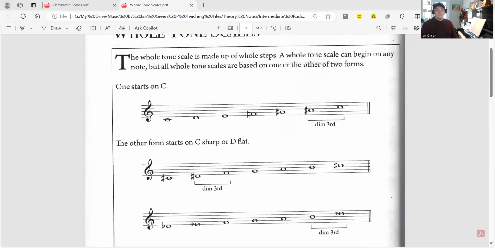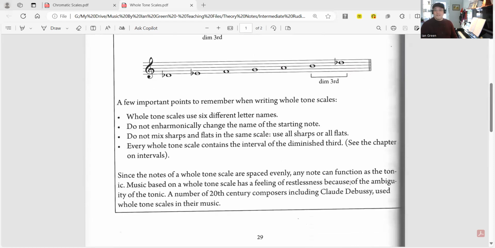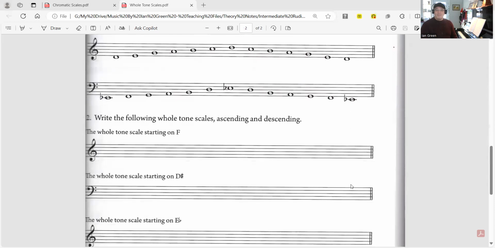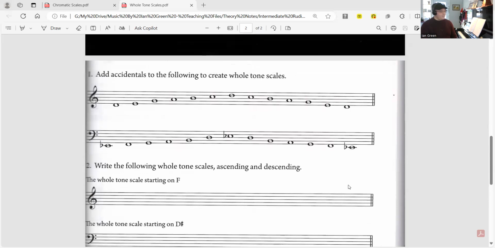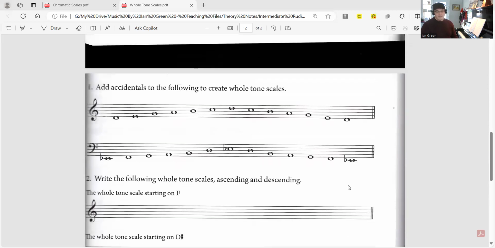The theory that's most important is to start and end on the first note of the scale. That is probably the most crucial tip. I do hope that this tutorial has been helpful. And before we go, let's write a couple of whole tone scales. I'm going to be looking at page 30 in the book.